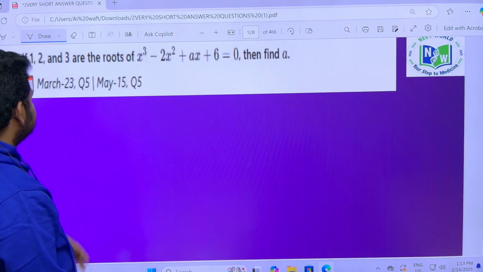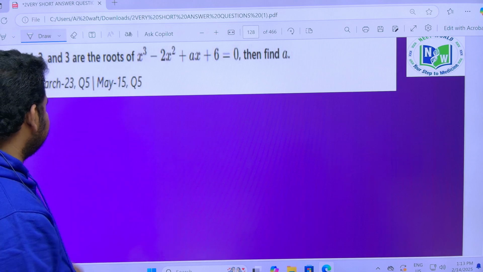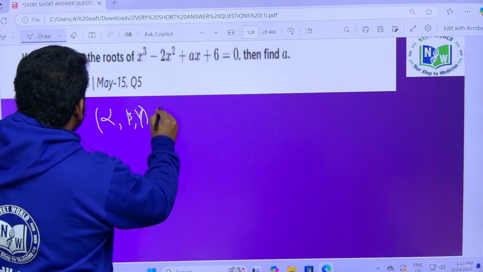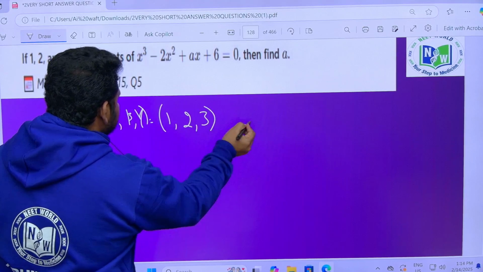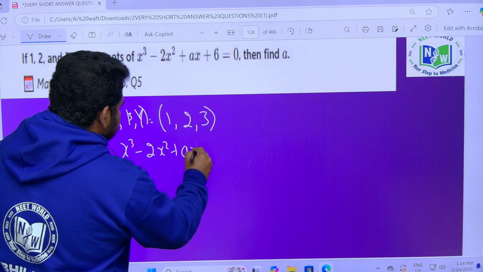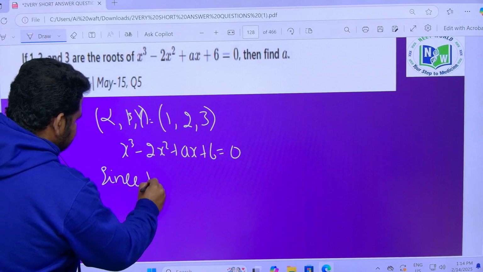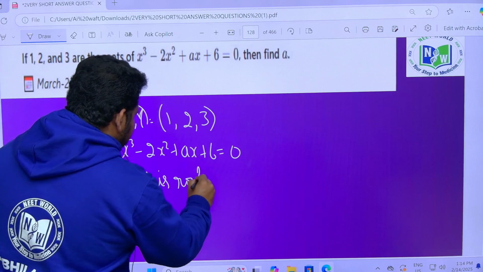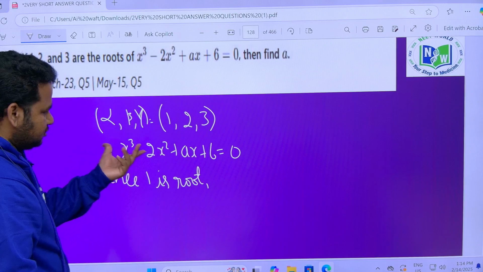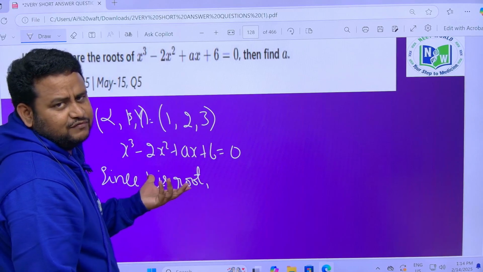So the first question that is given is, if 1, 2 and 3 are roots of x cube minus 2x square plus ax plus 6 is equal to 0, then find a. That is, the roots alpha, beta, gamma are given as 1, 2 and 3. These are the roots of which equation? x cube minus 2x square plus ax plus 6 is equal to 0. Since 1 is a root, if I put the value of 1 for x in the above equation, this will become equal to 0, then we will be able to find the value of a very easily.